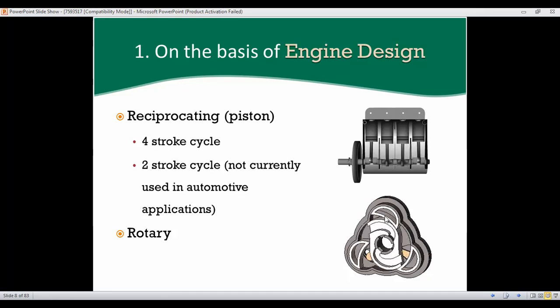inside and the motion is completed. The rotary is like this and the reciprocating is like this, which is the most utilized engine in current times.